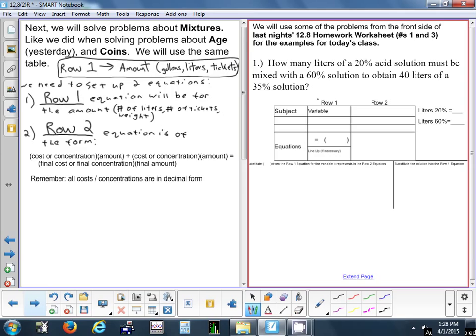All right. So the first one we're going to look at is on your homework from last night. You don't need to copy anything down on the right-hand side. You already have it. Okay? Just to make sure, is that the first one on your homework at the top of that page?